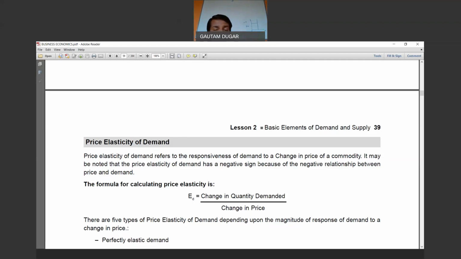So if a question comes that what would be the shape of the demand curve in case of elasticity equals to 0? It is a vertical straight line parallel to the y-axis.